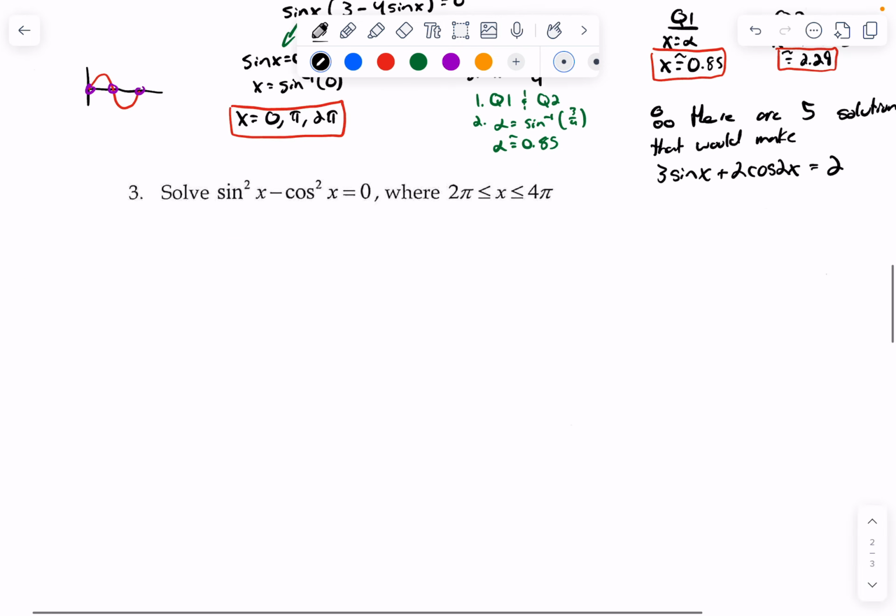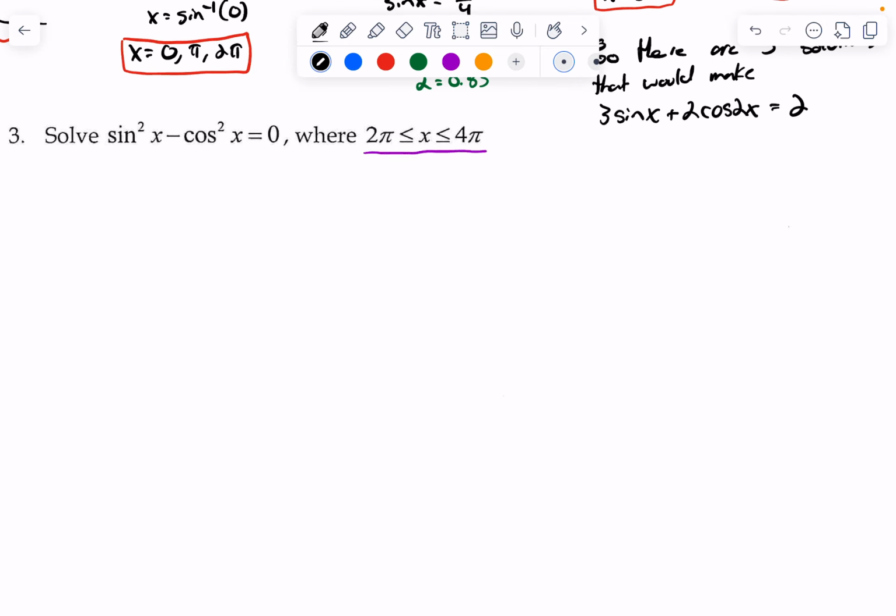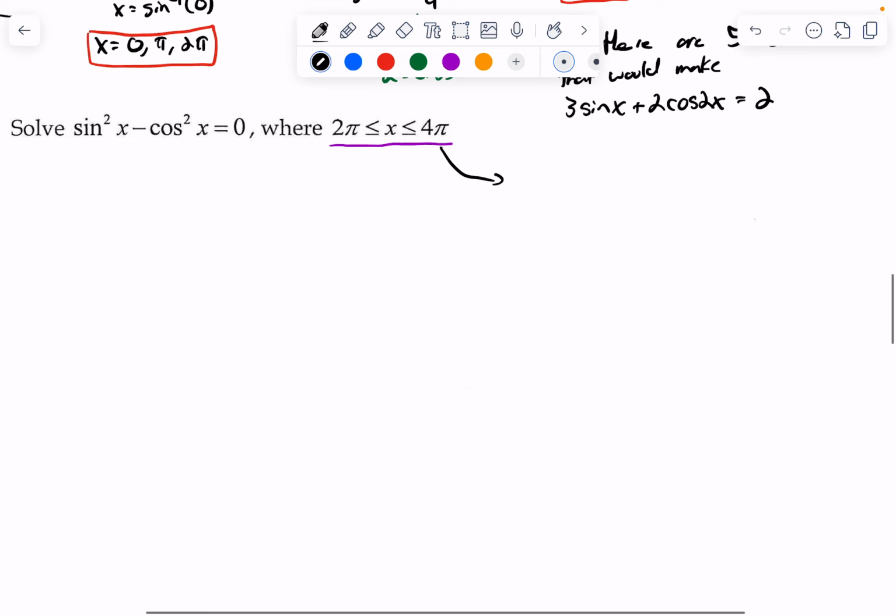All right, problem number 3. Sine squared x minus cos squared x equaling 0, but our domain's different. 2 pi to 4 pi. So let's first talk about this domain. All right, like what does this mean to you? Well, this is always your lower bound, the one on the left-hand side, and 4 pi. So usually our domain is 0 to 2 pi, right? It's just you going around one pass around the unit circle. Well, what happens if you went around a second time? Well, if you went around a second time, you'd actually go to 4 pi, right?